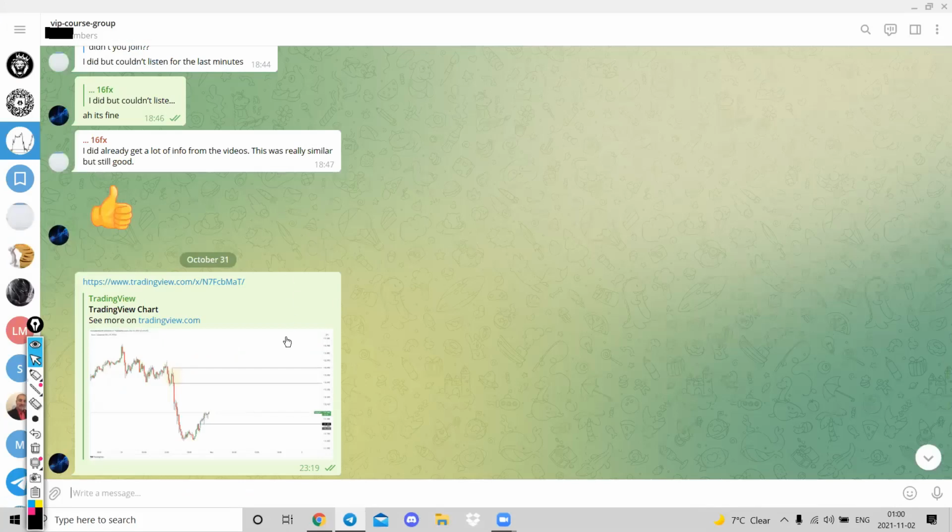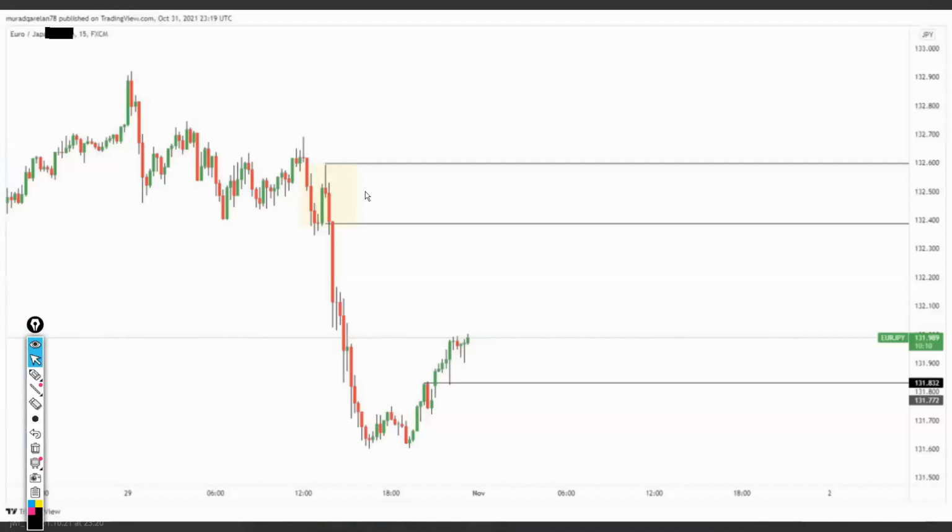EURJPY. So here, as you guys can see, at 11, I sent it straight out, EURJPY. As you guys can see, EURJPY. You can also see the time before even the move happened, before even the move touched my POI. Oh sorry, wait, before even the move basically touched my POI, send it to the VIP group.